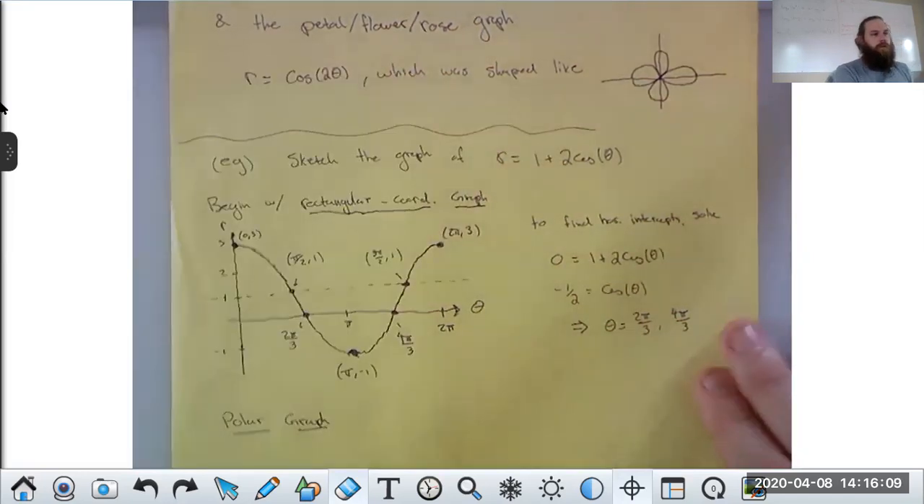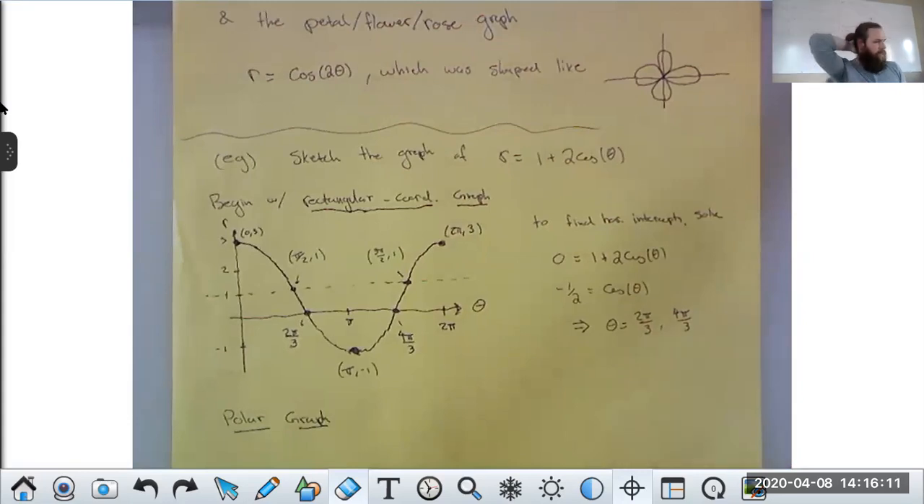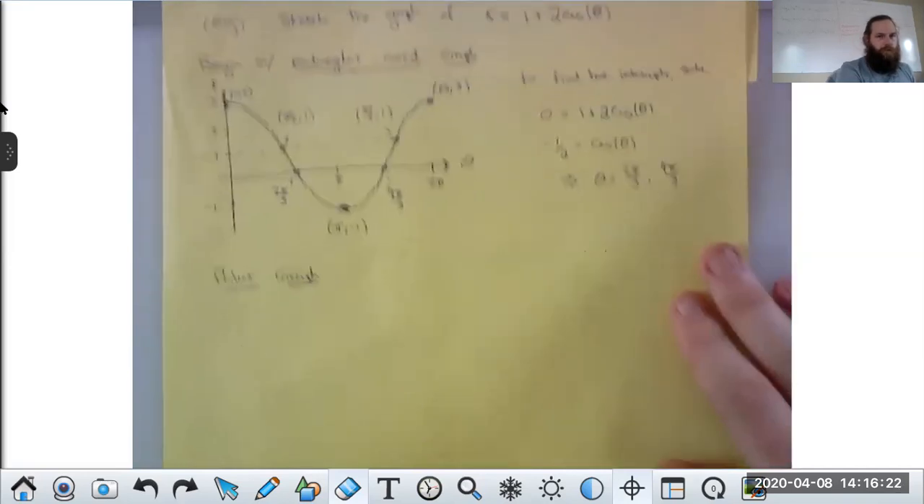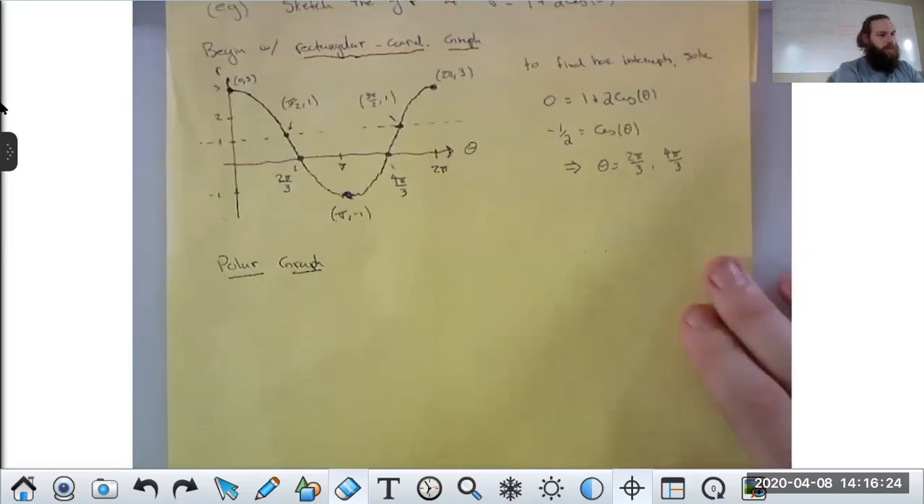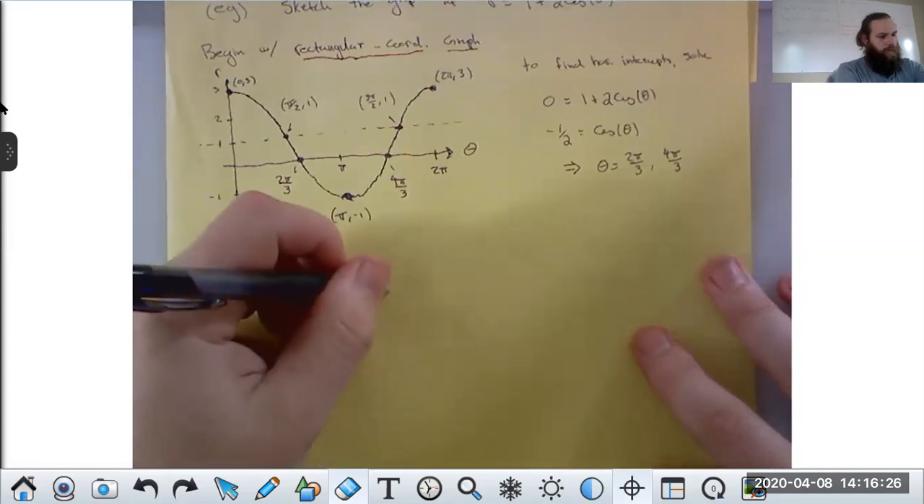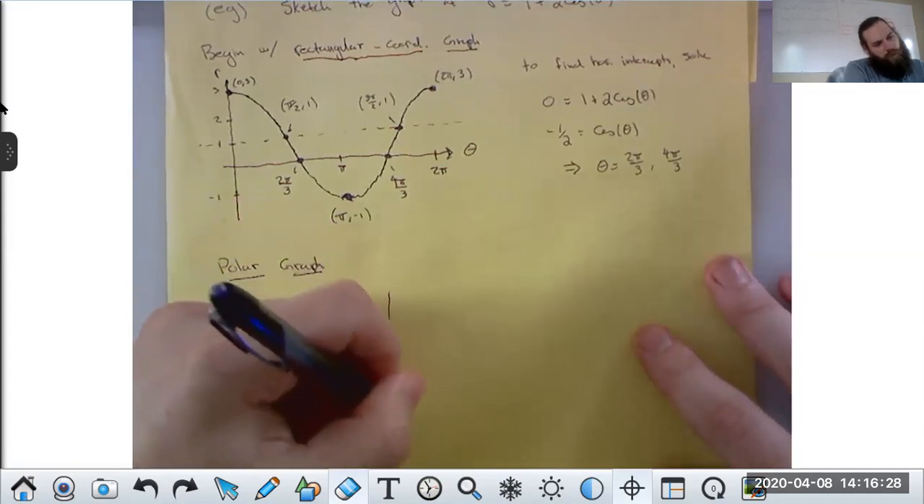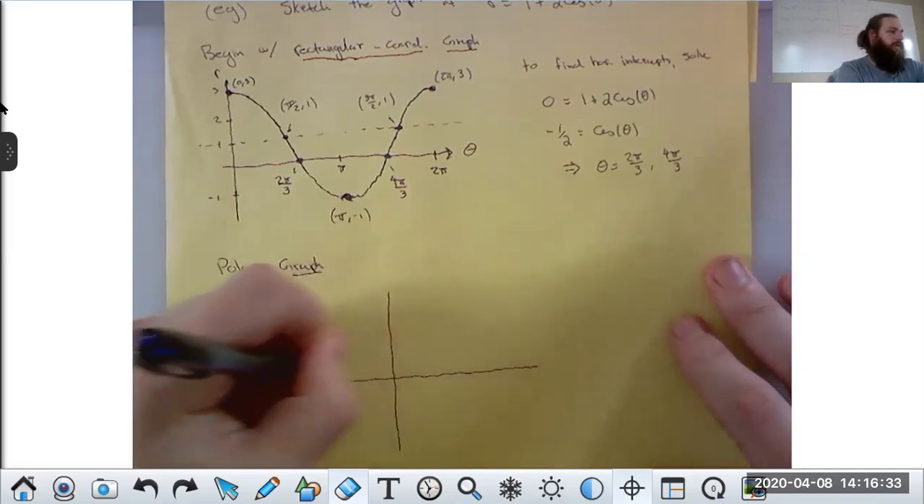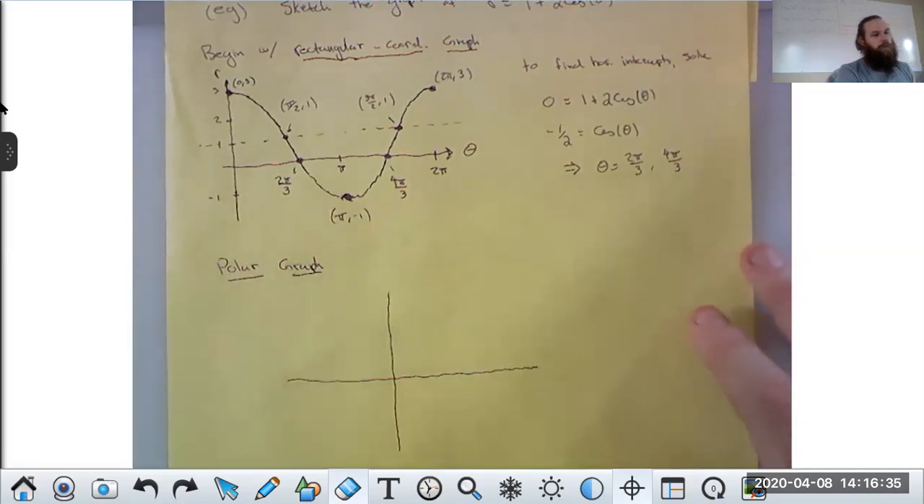So anytime you're asked to graph a polar function, or graph a function in polar coordinates, this is always the procedure. Give yourself a nice graph in rectangular coordinates with all the good stuff labeled, and then we'll slowly try to transfer it over into polar coordinates. So I'll give a little bit of space here. So some nice big axes. So this will be my polar graph.